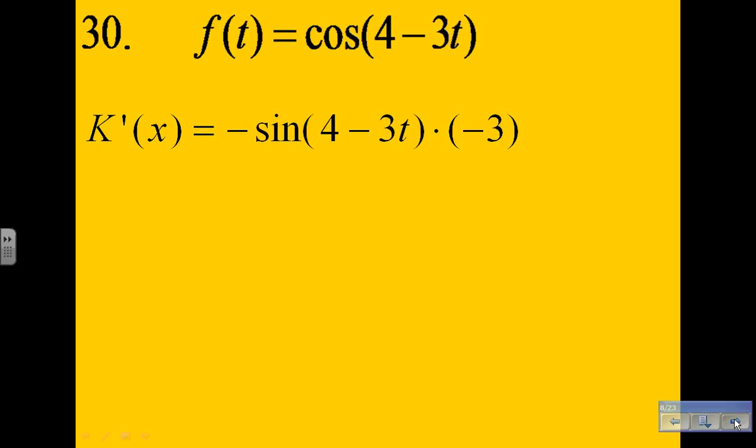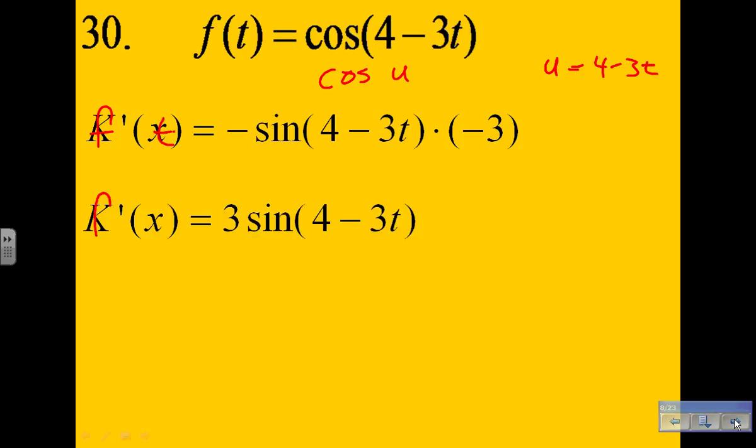You changed it from an F to a K. Oh, sorry, that was a copy and paste. F of t. There we go. And that would be it. There's nothing to factor. There's nothing to do with that. And there is no product rule because there's only one variable. Okay?